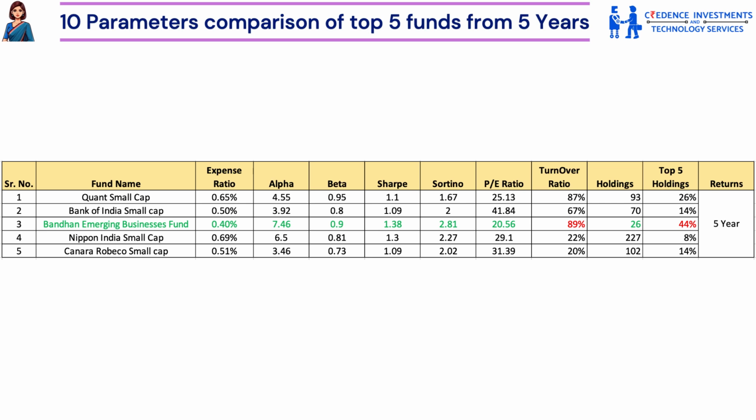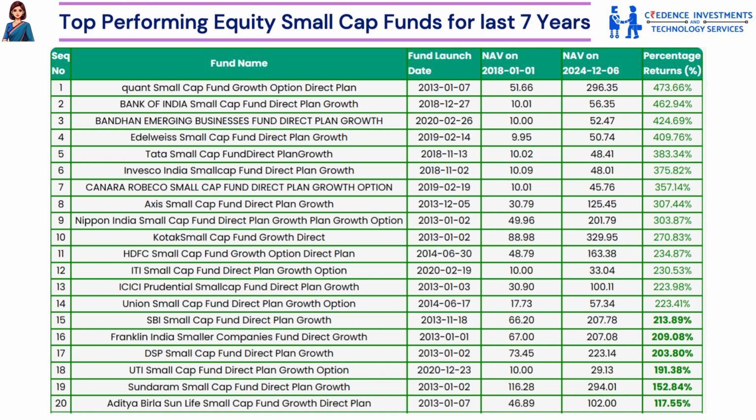4. For a balanced approach with a mix of value and growth, Bank of India Small Cap Fund provides moderate risk-adjusted performance with a higher PE ratio. Now let's look at the 7-year performance of 20 small cap mutual funds, showing their NAV, net asset value, from 1st January 2018 to 6th December 2024.